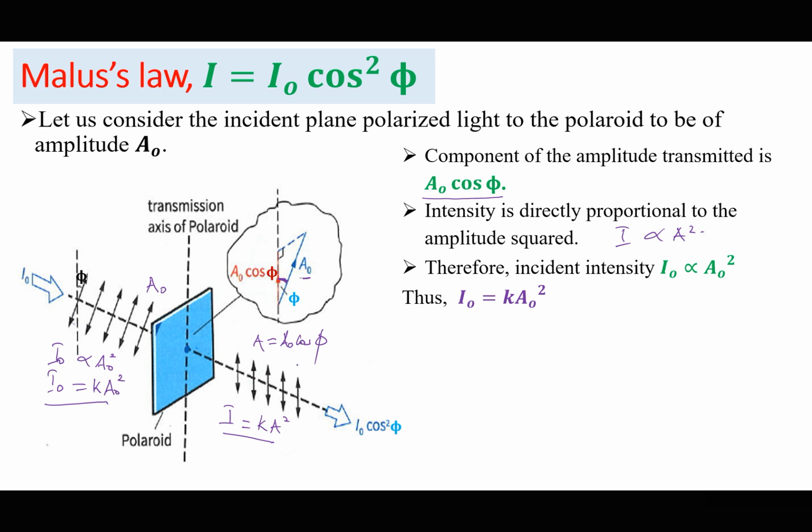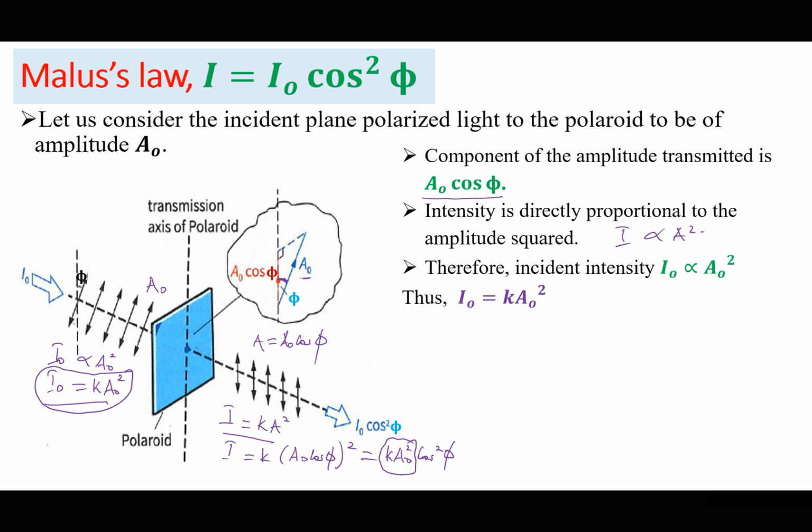So if A is A naught cos phi, it means I is going to be K times A naught cos phi, squared. When you simplify it, it becomes K A naught squared cos squared phi. But we have already said that I naught is equal to K A naught squared. So K A naught squared is the same as I naught. So I is related to I naught by the expression I equals I naught cos squared phi.